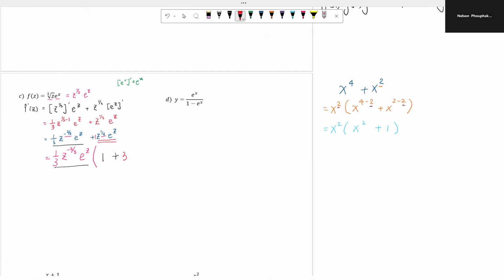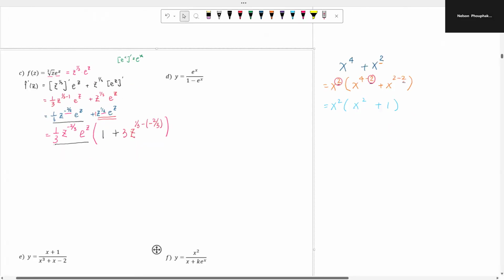So now, what happened to the z? Remember, this is z to the 1/3. So when we take out z to the negative 2/3, it means that I would like to subtract negative 2/3, just like what we did here. We take out 2, then we subtract 2. And of course, we also take out e to the z. So now we are done factoring.